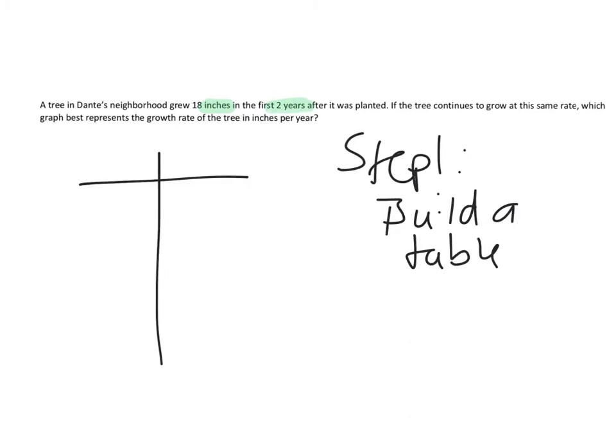So we need to make sure we know what's the independent and the dependent. A good indicator is anything that's measured in time is always going to be your independent. So I know this is my years. On the right-hand side is my dependent. The number of inches the tree has grown depends on how long it's been growing. So I'm going to put in the table what I know.